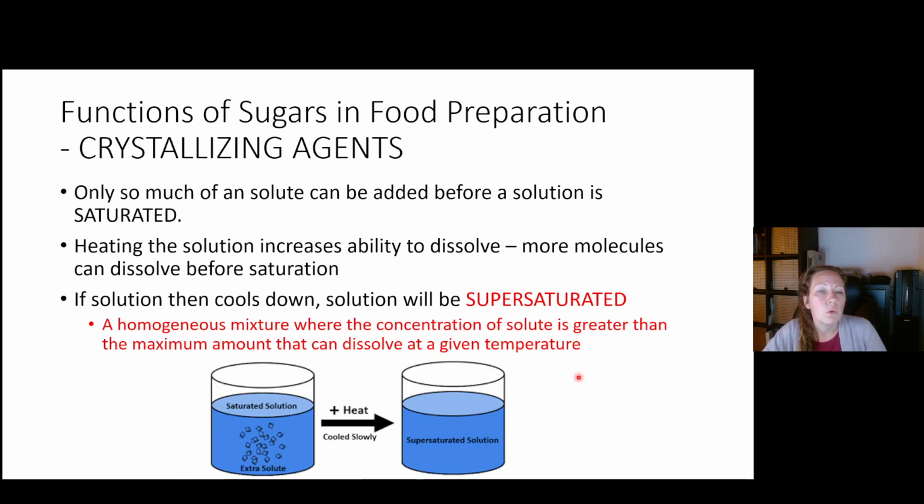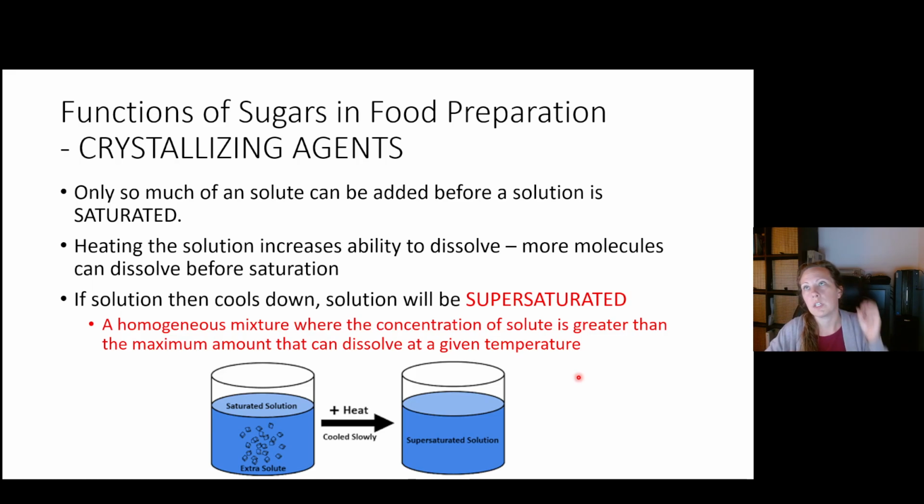So if the solution then cools down, that solution is what we call supersaturated. I've changed the definition on you for this one, so it's red. And so what supersaturated means is that we now have a homogeneous mixture where the concentration of the solute, the sugar in this case, is greater than the maximum amount that can dissolve at a given temperature. Okay, so we've cooled it down and it doesn't all just come out of solution and sink to the bottom. More of it is still remaining dissolved. Now, it's not going to be as stable.